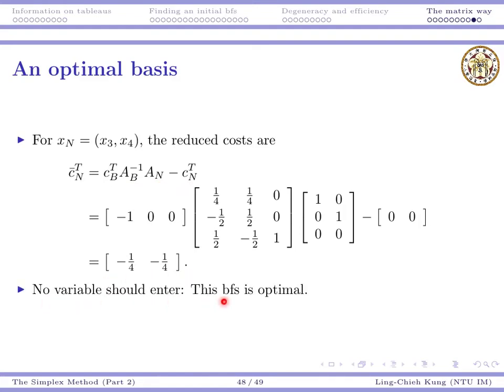Here, no variable should enter and the basic feasible solution is optimal. We can make this conclusion even without calculating anything on the denominator side, right? So again, we save some time.